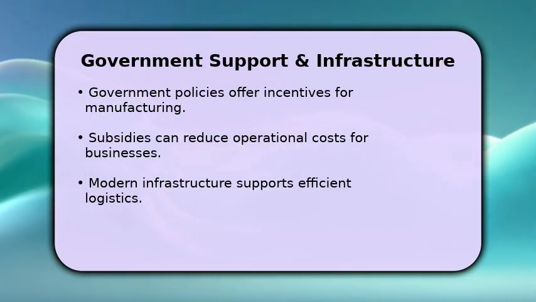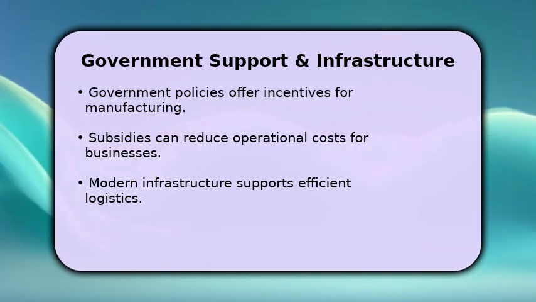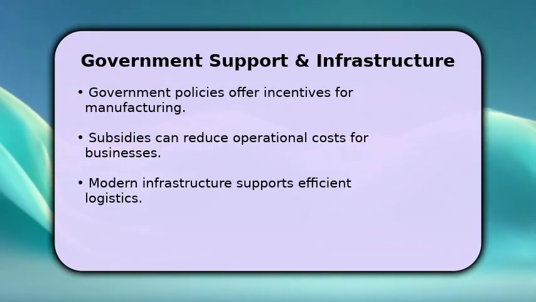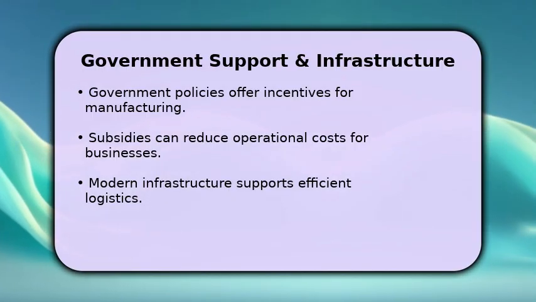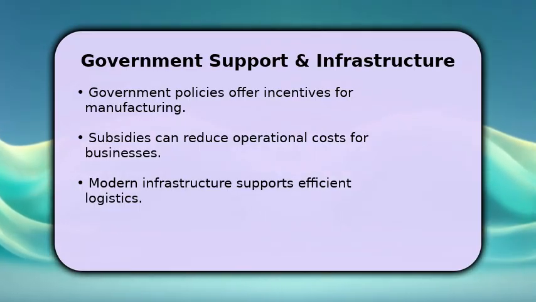Additionally, China has invested heavily in world-class infrastructure, including extensive networks of ports, roads, and railways. This robust infrastructure ensures that raw materials can be easily transported to factories and finished goods can be shipped out efficiently and at a lower cost.